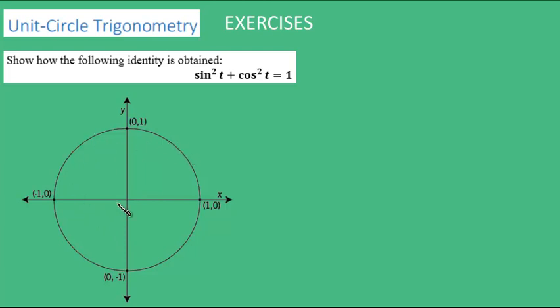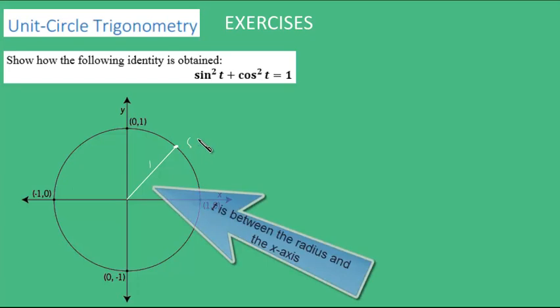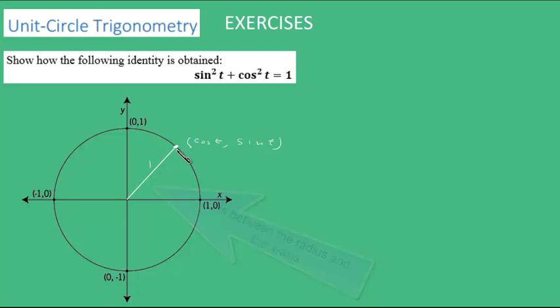We could use any quadrant, but I think it's easiest to use the first quadrant. So we have our point P. The radius of this circle, of course, is 1. And these coordinates, let's just say, well, we know that the x coordinate is going to be the cosine of t, and the y coordinate is going to be the sine of t. We also know that we have a right triangle here, so let's see if I can draw this.